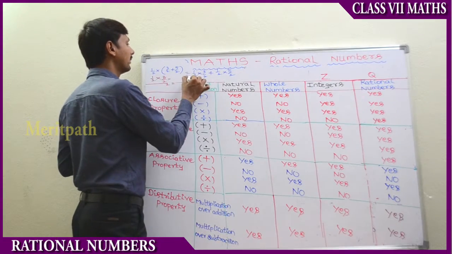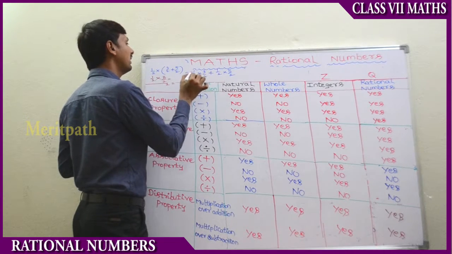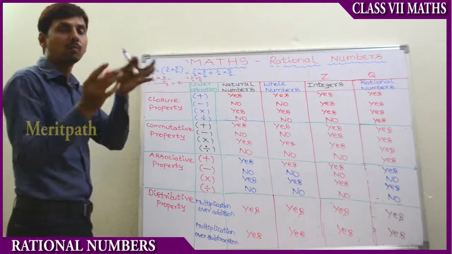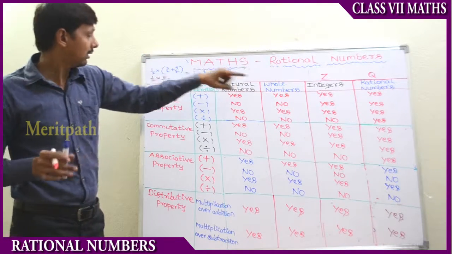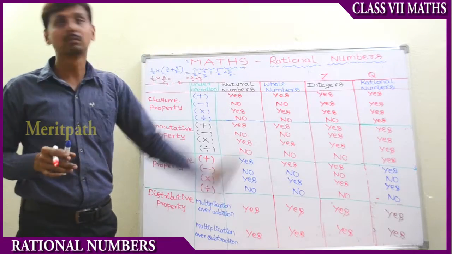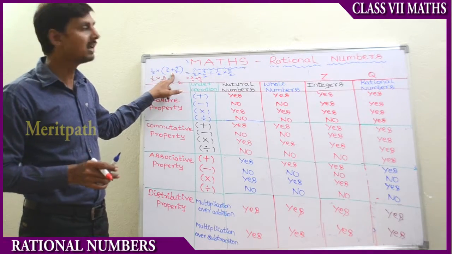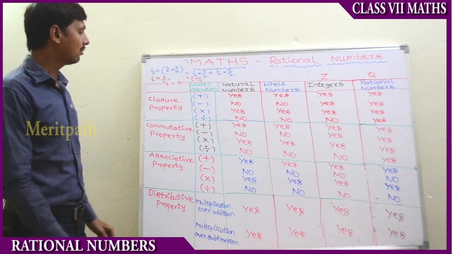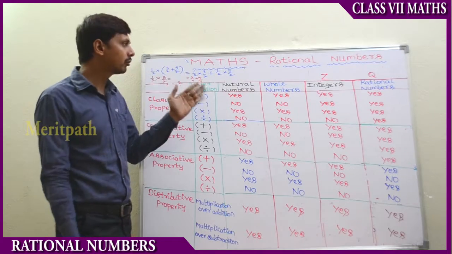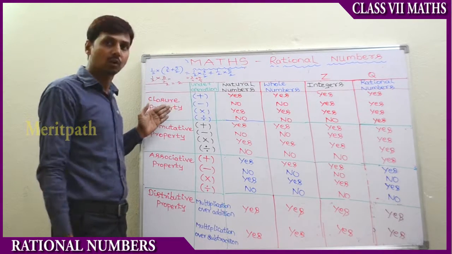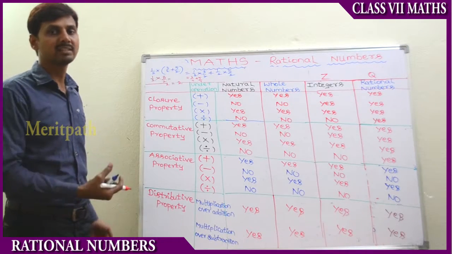Let's simplify the right hand side. This is 3 by 4 plus 5 by 4, which is 8 by 4, and 8 by 4 is also 2. On both sides we got the same result, so multiplication over addition on rational numbers is done. So yes, we have written. Similarly, if we take it over subtraction, we will get the same answer. So until now we have discussed the properties of rational numbers, along with natural numbers, whole numbers, and integers: the closure property, commutative property, associative property, and distributive property. So let's go to the next concept.